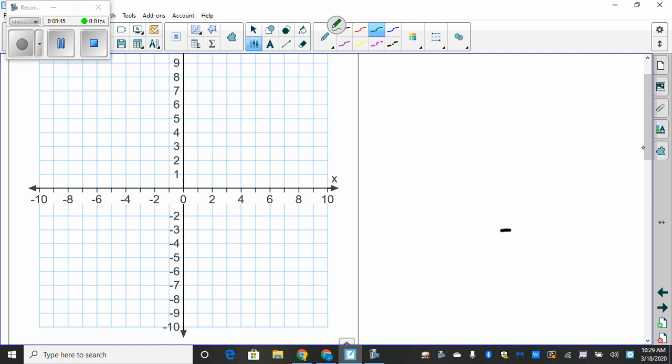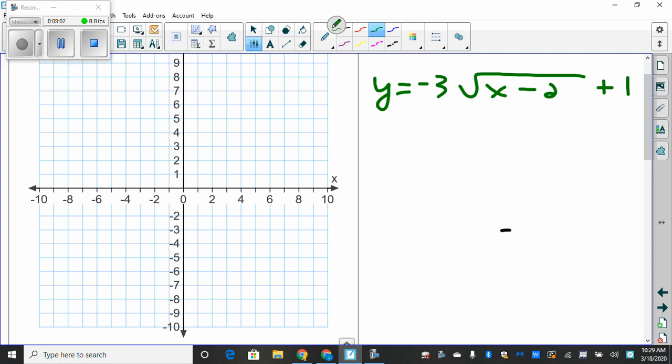I'm trying to find one that's a little more challenging for us. All right, let's do this one: y equals negative 3 times the square root of x minus 2, plus 1.